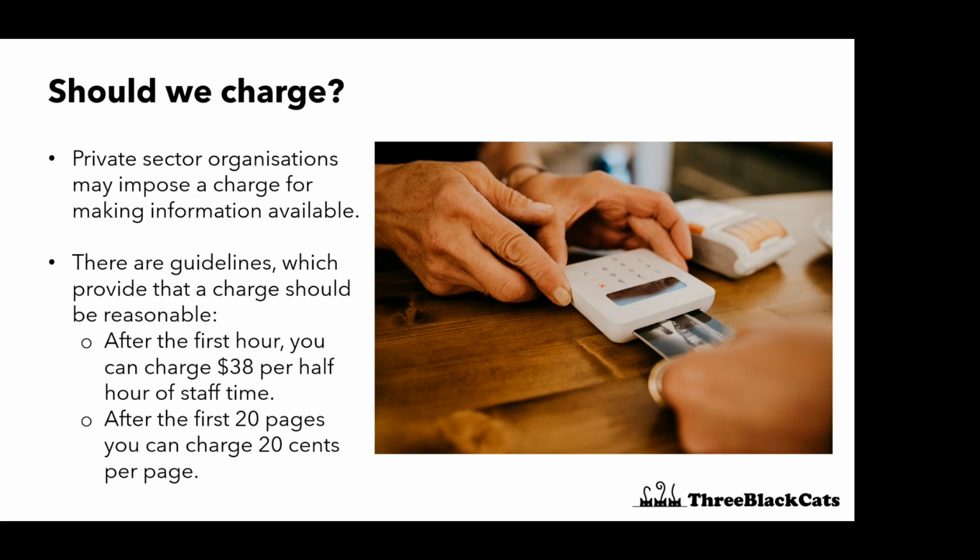Not reasonable. Okay, so reasonable charges are set or advised, should we say, by the Ministry of Justice's guidelines. And these guidelines, by the way, are available on the Privacy Commissioner's website. So if you are thinking about charging, this is the way to go. So generally, first hour is free. After that, $38 per half an hour of staff time to deal with it. Photocopying, first 20 pages is free, 20 cents per page after that.